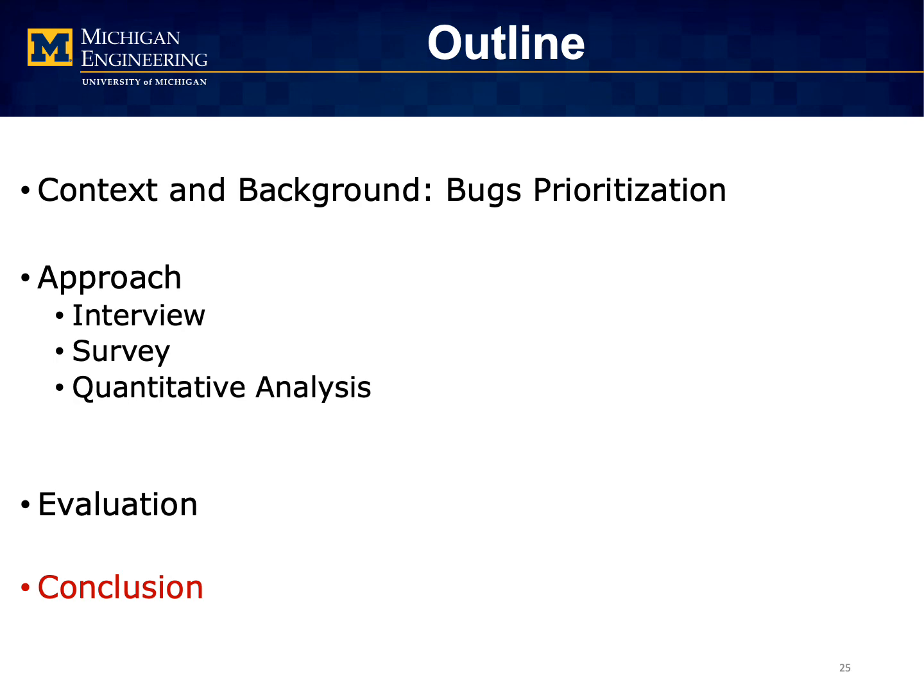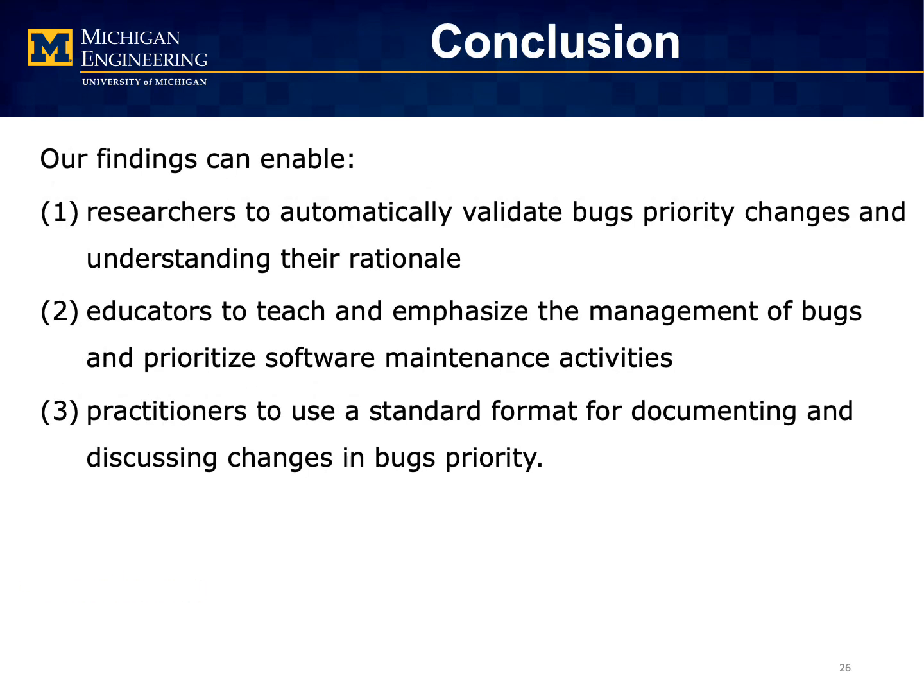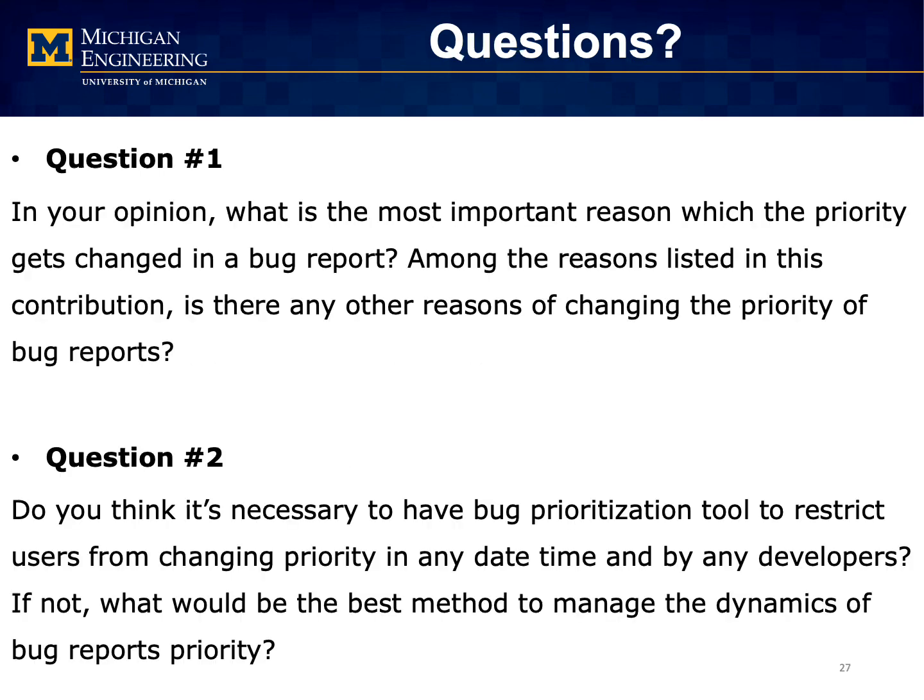In conclusion, our findings can enable researchers to automatically validate bug priority changes and understand their rationale, educators to teach and emphasize the management of bugs and prioritize software maintenance activities, and practitioners to use a standard format for documenting and discussing changes in bug priority.